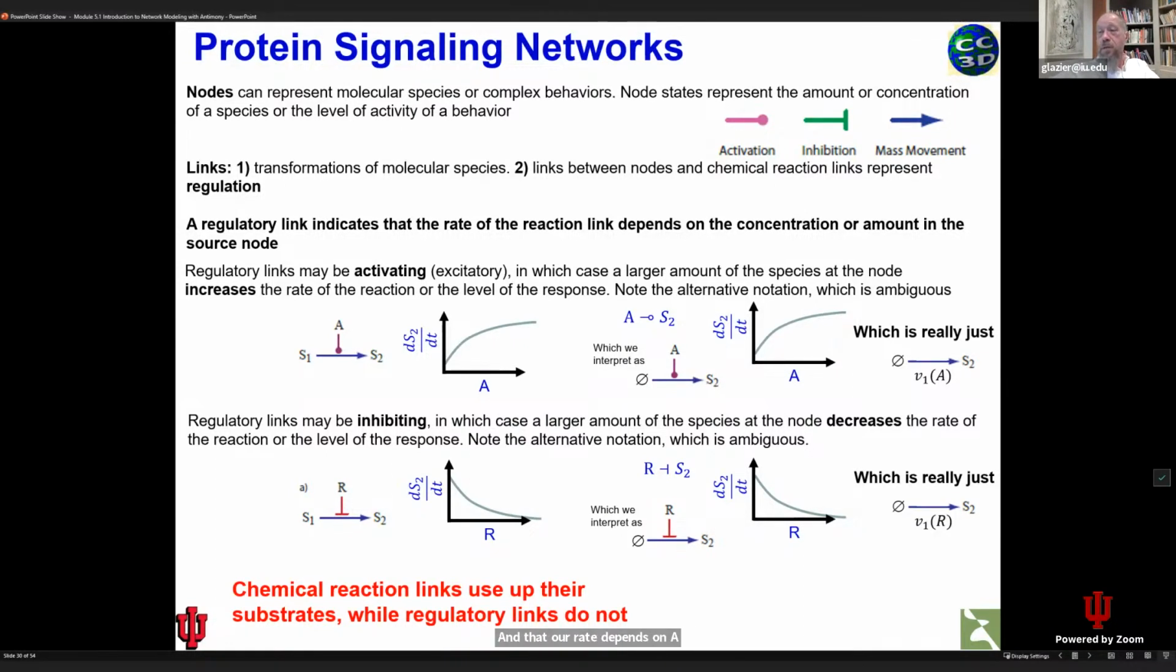In the case of inhibition, there has to be some native rate at which S1 becomes S2. As the level of R goes up, the rate of reaction goes down. If R inhibits S2 and we don't know anything else, we think of nothing going to S2 at a rate that decreases as R increases. Again, since R or A are not used up, R or A show up in the rate law, but they don't show up in the arrow itself.